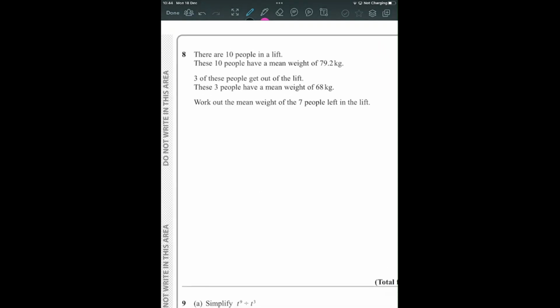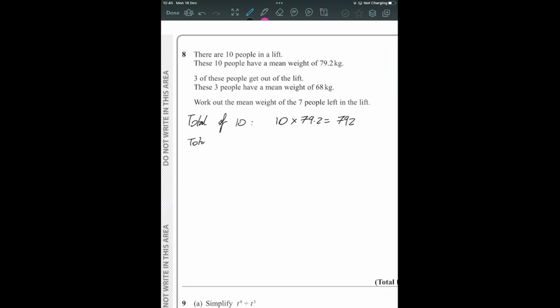10 people in a lift. These 10 people have a mean weight of... 3 people get out with a mean weight of... We want to find the remaining mean weight. Well, the trick with these reverse mean questions is always to find the total weights. So let's find the total of the 10. Well, that's 10 of them with a mean weight of 79.2.